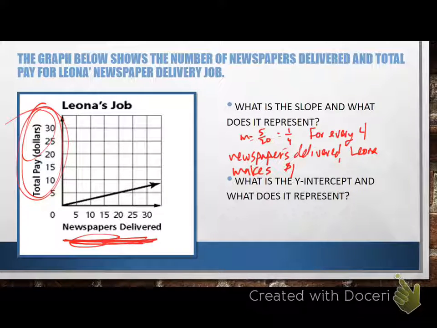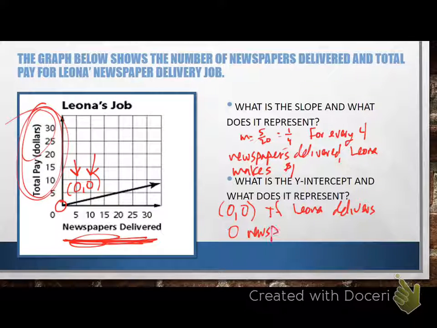Now the y-intercept is right here. That's where the line crosses the y-axis. Remember that it has coordinates 0, 0. Remember that it's x, y, those coordinates. So what that point tells us is that when she delivers 0 newspapers, she makes $0. And hopefully that makes a ton of sense. So the y-intercept is at 0, 0, which means that if Leona delivers 0 newspapers, she makes $0.